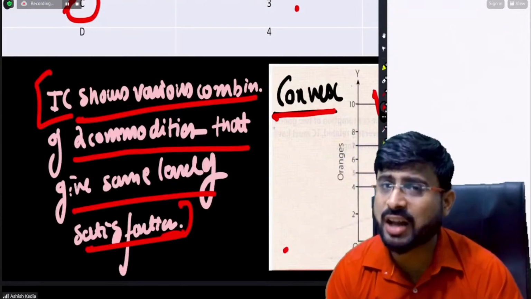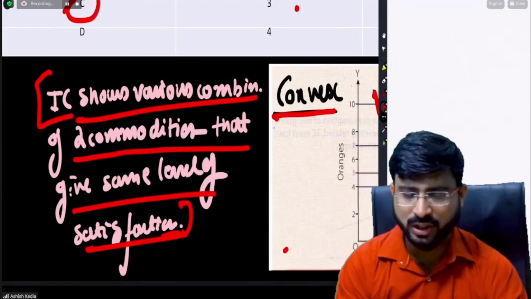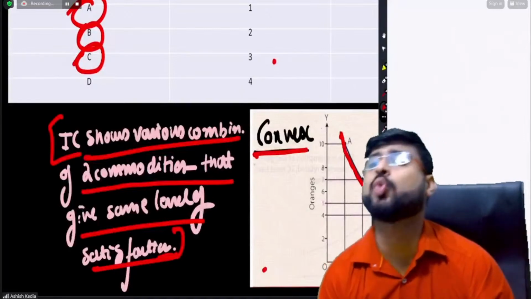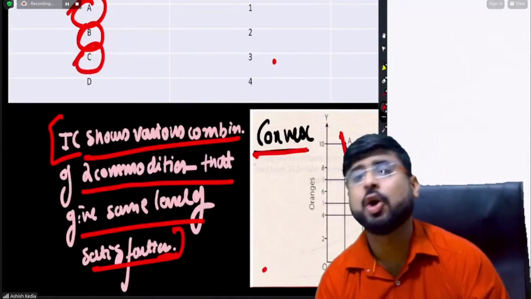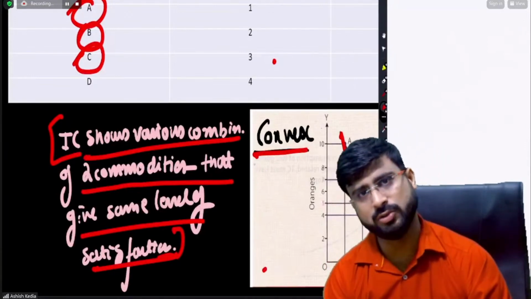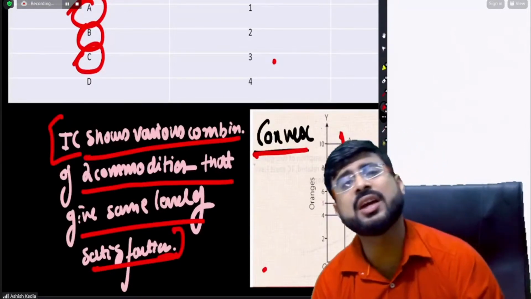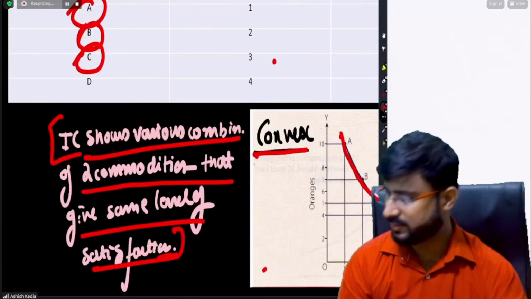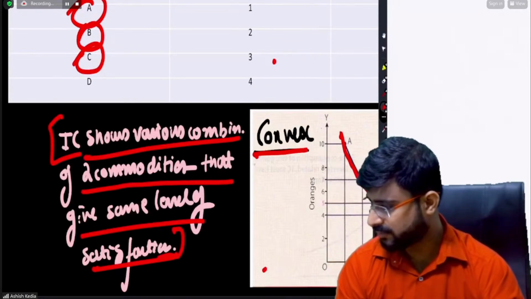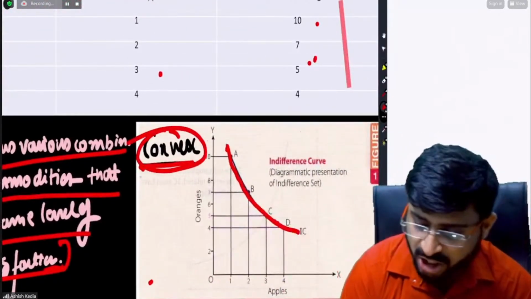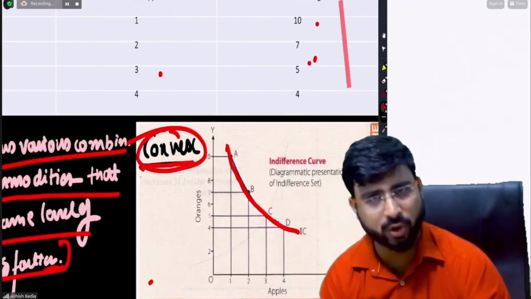Every diagram, every graph is very important. We will draw the graph, but first you need to keep it in mind. Indifference curve shows what? Various combinations of what? Two commodities that give the same level of satisfaction to the consumer. Very, very good. And what is the shape called? This shape of graph is called convex to the origin.